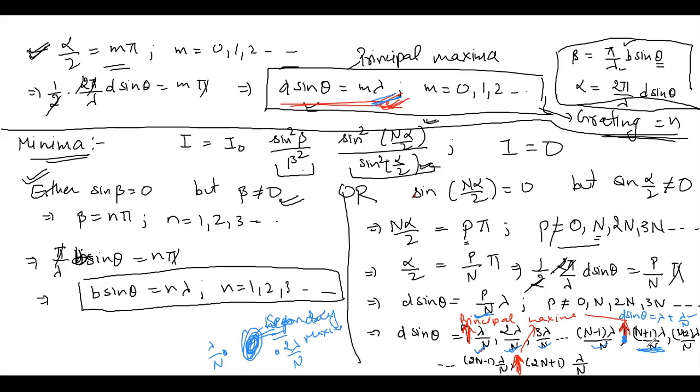So these are your conditions of minima: either this is satisfied or this is satisfied, and your intensity automatically becomes zero at those points. As was in the case of double slit diffraction pattern, here also there is something called missing order, and this is the last thing that we are going to discuss today.